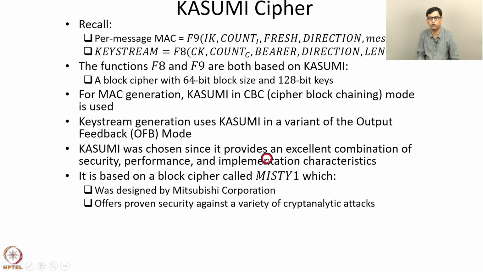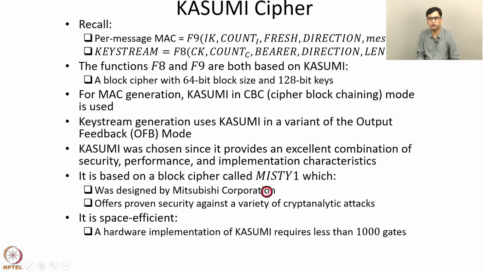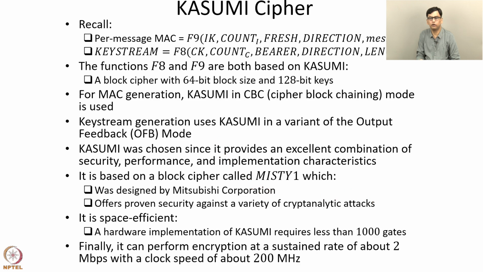So Kasumi is more secure than COMP128, which was used in the case of GSM. Kasumi is also space efficient. The space complexity of the algorithms used is low. A hardware implementation of Kasumi requires less than 1000 gates. Kasumi can also perform encryption fast. It can perform encryption at a sustained rate of about 2 Mbps with a clock speed of about 200 megahertz. Because of all these desirable characteristics, Kasumi is used for ciphering and message integrity in the case of UMTS.